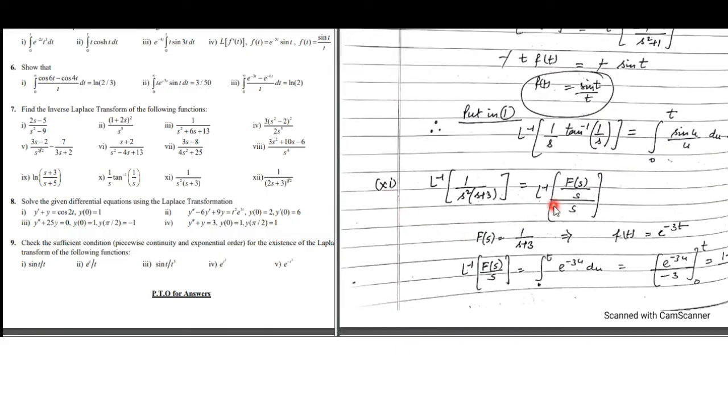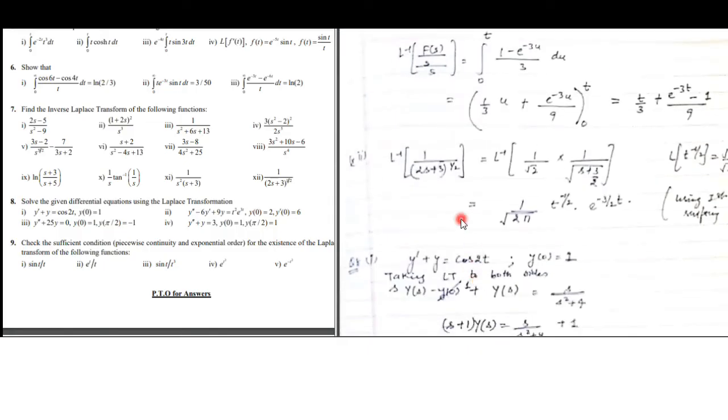In the 11th part, we can use this property, f(s) by s by s. So we can take 2 times the integral and we can find out the f(t). In the 12th part also, we can apply first shifting, and we can apply Laplace inverse of t to the power alpha, we get this thing.